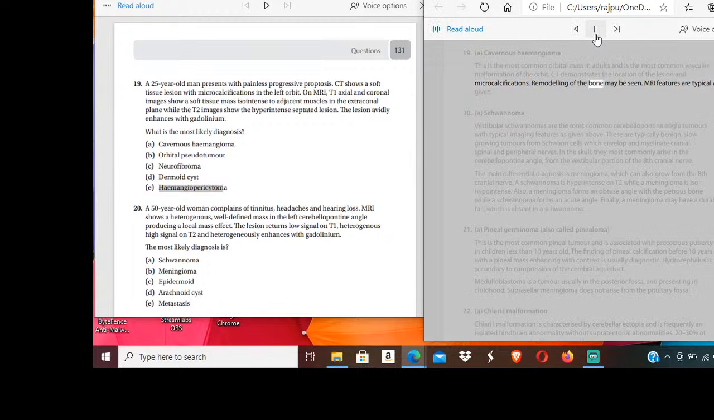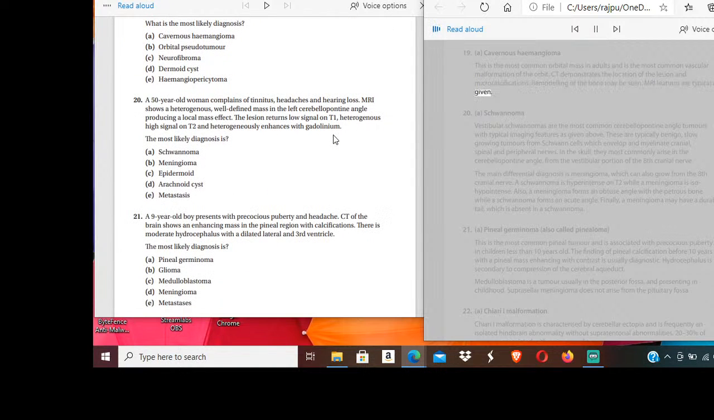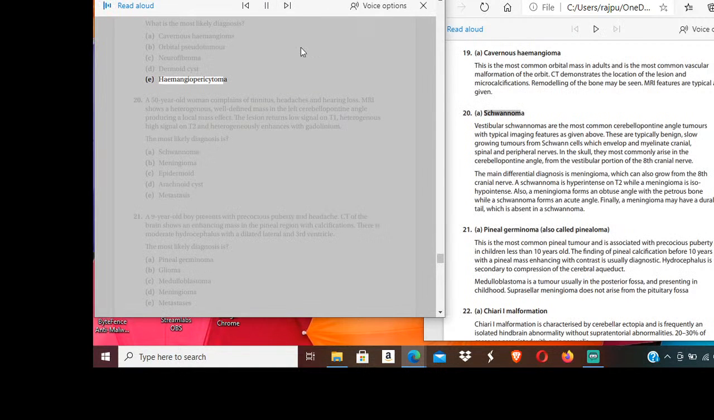Microcalcifications. Remodeling of the bone may be seen. MRI features are typical as given. 20. A. Schwannoma.